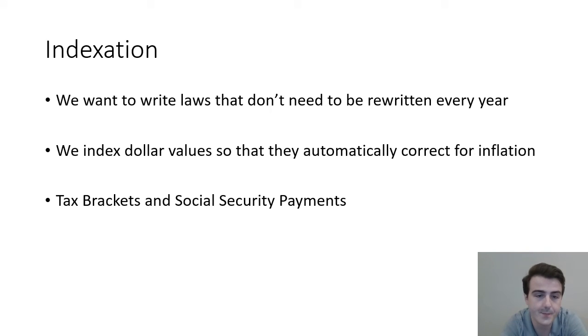So indexation allows us to correct for this when we write contracts and when we write laws, right? Another good example is tax brackets. If we didn't allow tax brackets to change, then over time people would make more money, and the tax brackets wouldn't be charging people the same way that they are today, right? Because they are set at different dollar values, right?